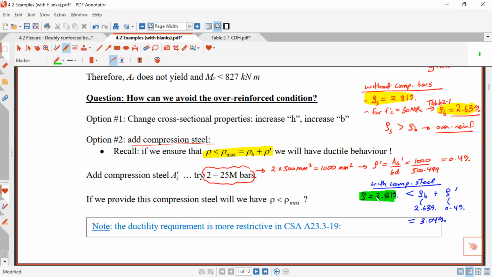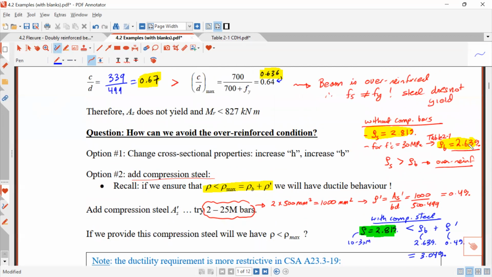This is the rho that I have in the beam. This is based on those 10 30M's, right? Here we have 10 30M's. It gave us 2.81%. And then rho balance for the f prime c is 2.63%.